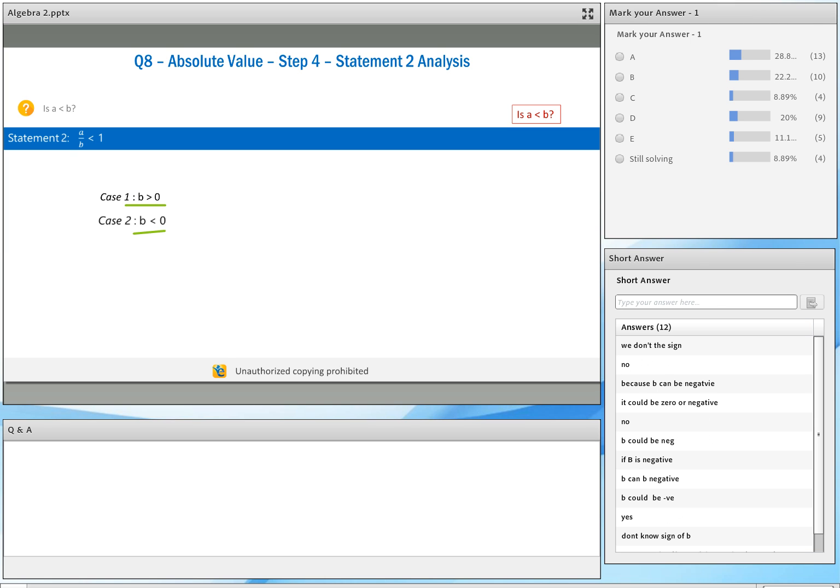If B is greater than 0, in that case A is less than B. If B is a positive number, then you can multiply both sides by B without changing the sign of the inequality. That means A is less than B. But if B is less than 0, then when you multiply both sides by B, you flip the sign of the inequality, which means you get A is greater than B. So again, statement 2 also results in two possible scenarios. So for those of you who selected choices B or D, again, you faltered here. You didn't consider both the cases.